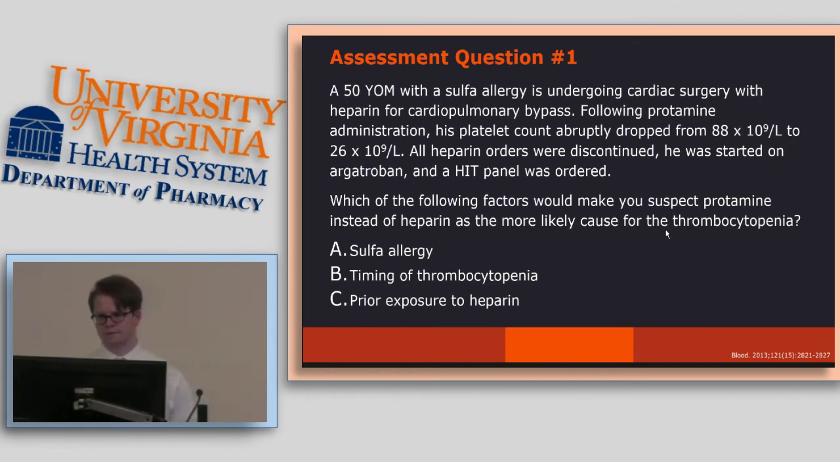Any volunteers? Yep, B, timing of the thrombocytopenia.